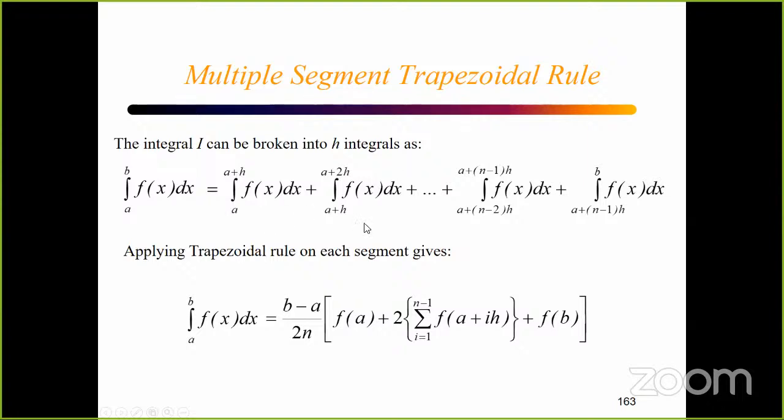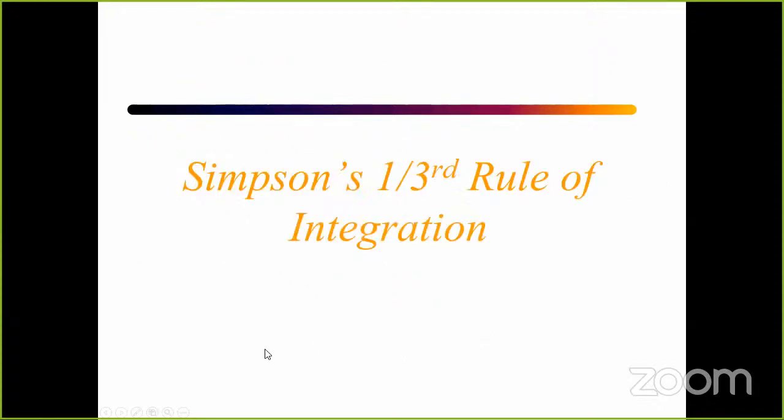a to a plus h, a plus 2h, plus a plus (n minus 2)h, a plus (n minus 1)h, plus f of b. Applying this to the trapezoidal rule gives b minus a over 2n times [f of a, plus 2 times the sigma of f at a plus h, and so on, plus f of b]. If you do it like that, then compared to the trapezoid, Simpson's one-third rule will come into the picture.